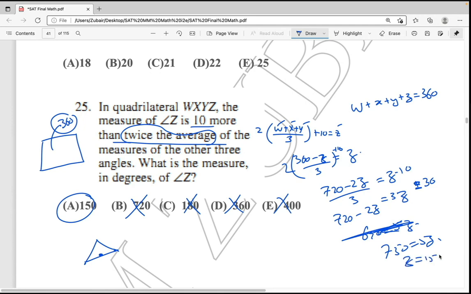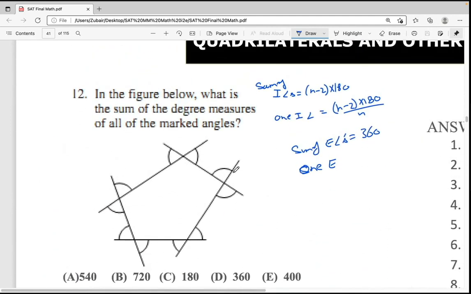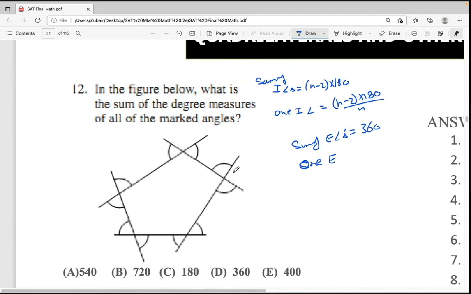So z equals 150. On the other hand, my claim was just to reduce the time. But this is good. I never actually solved it. And you made two equations. That's good. W plus x plus y is 360 minus z. That's actually great. Try this.